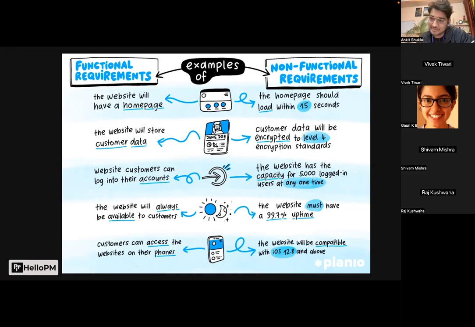While there are some non-functional requirements, which is, yes, the system should be able to give the data within 1.5 seconds. There has to be availability. It has to be performant enough. Then customer data will be encrypted to level 5 encryption standard. This is security standards. So these are non-functional requirements which are not so obvious, but as an engineer, as a product manager, you always have to take care of them.